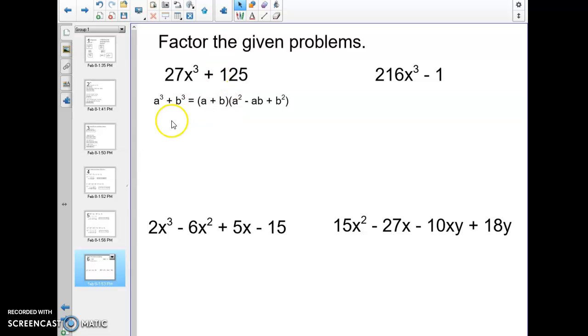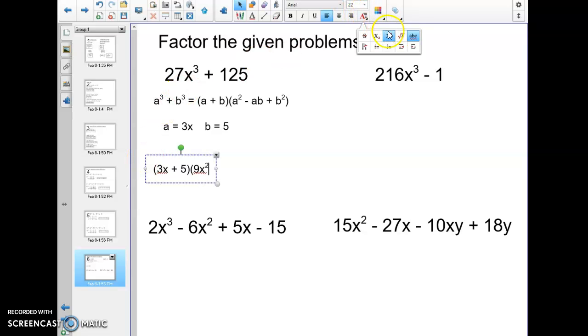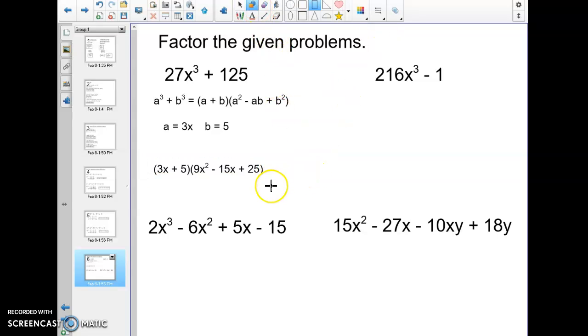And I should recognize right away my a, which is the cube root of 27x cubed, is 3x. And my b, which is the cube root of 125, is 5. And now I'm just plugging in a plus b, 3x plus 5. A squared, you have to square the whole thing. You have to square the 3 and the x. So it's 9x squared minus 3x times 5, 15x, plus 5 squared, which is 25. And this right here is my answer.